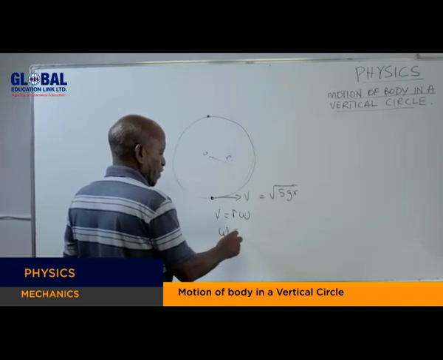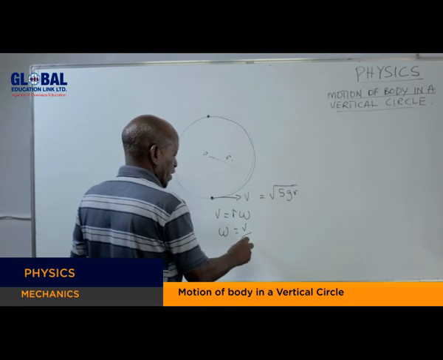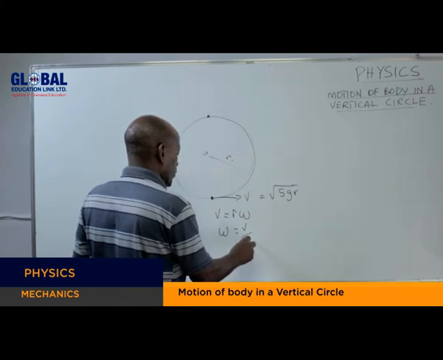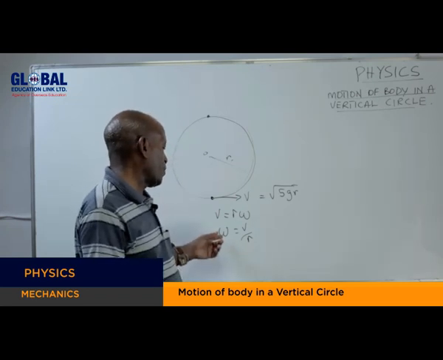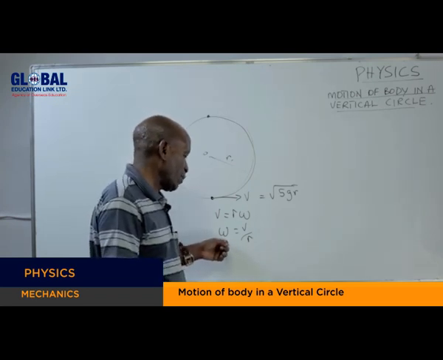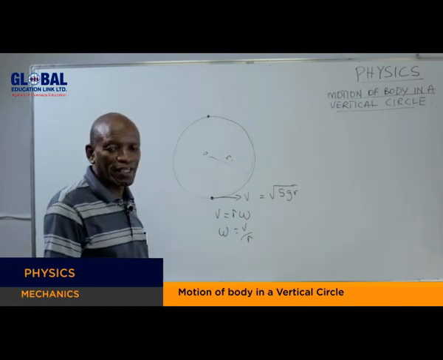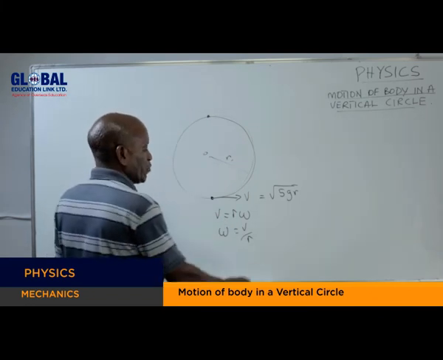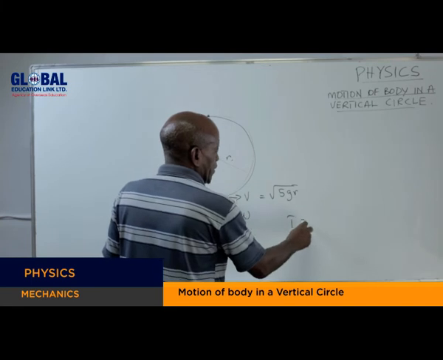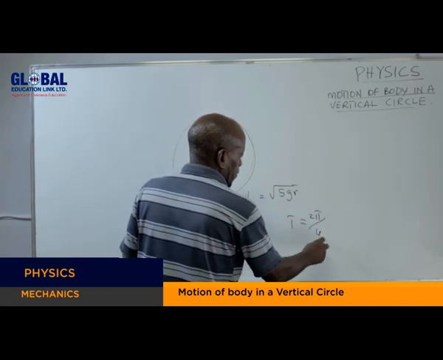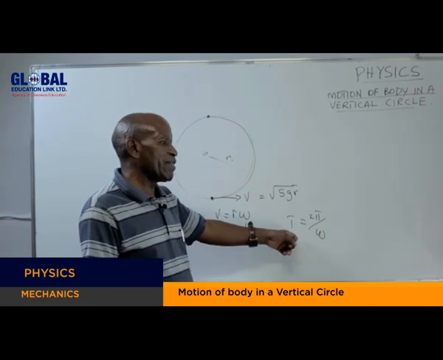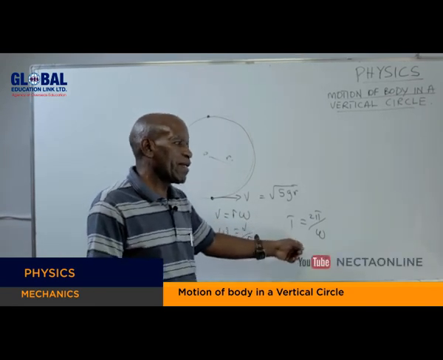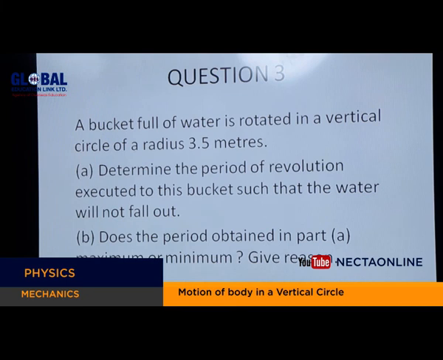So the angular velocity omega will be equal to v over r. And if you proceed from there, you can obtain the value for omega in radians per second. But you all know that the period T is equal to 2 pi over omega. So from there, you can determine the period of revolution, this period T.